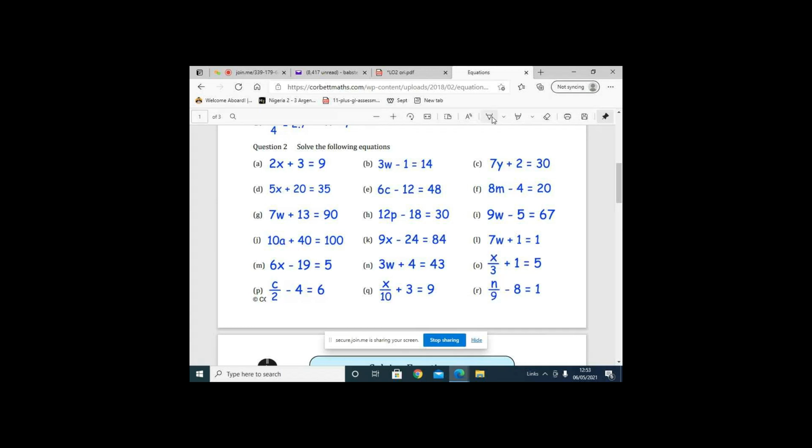Sorry, can you do this one please? A, D, G, and J. Can you do it please? Okay.